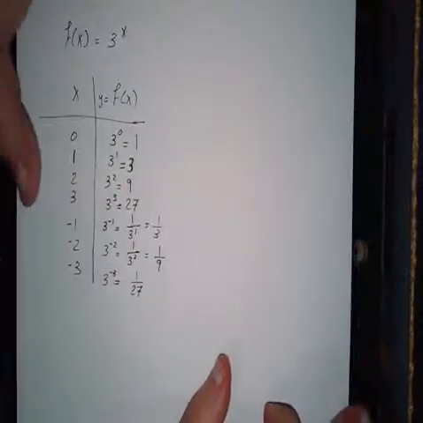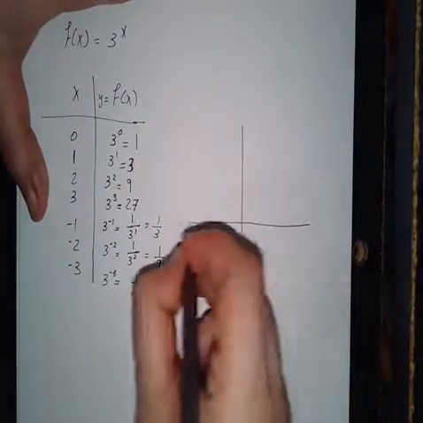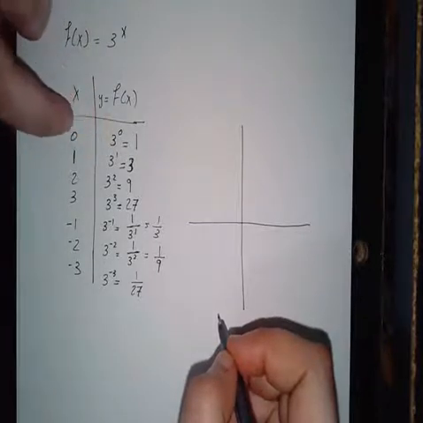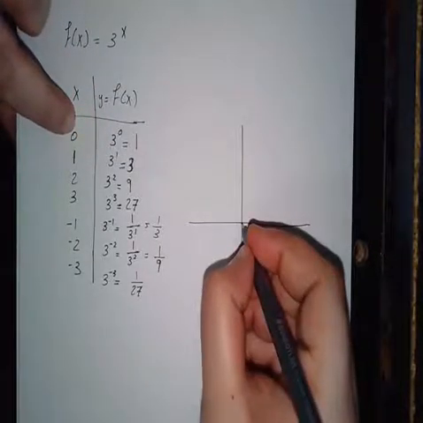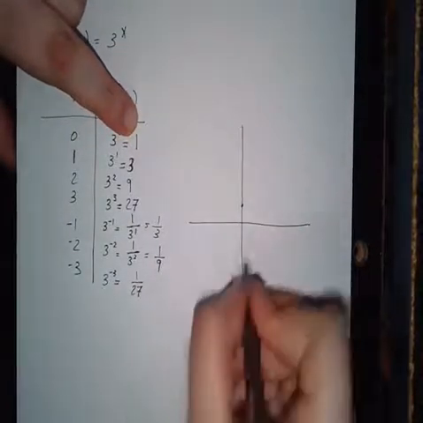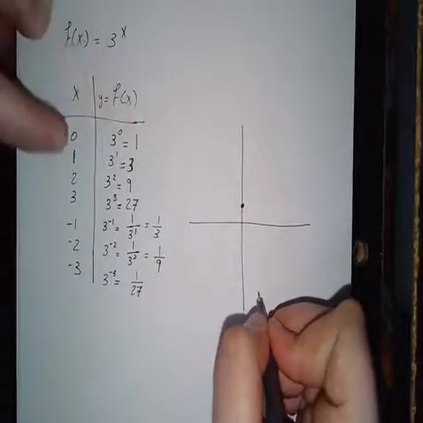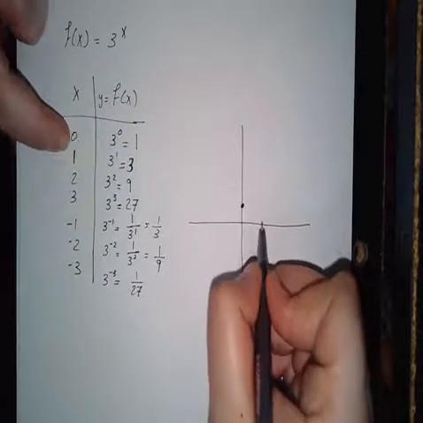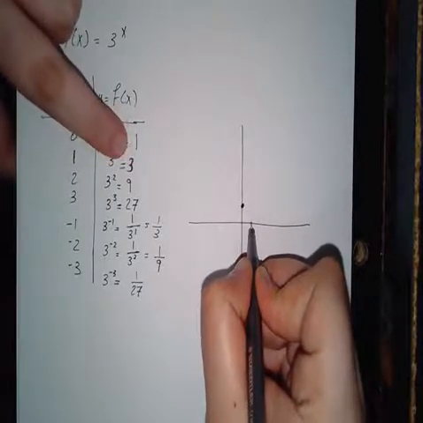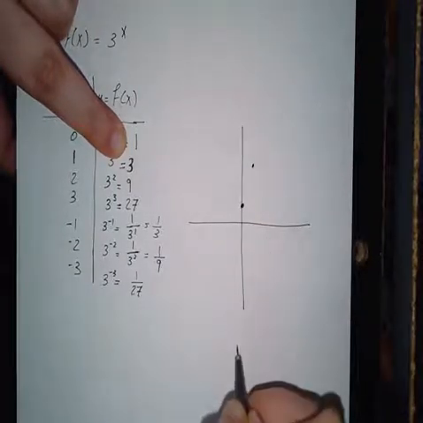Now let's try and graph this. There you go. It's my axes. Now let's go. First one, we have x is 0, so right here, and y is 1. That point. Let me make it bigger so it's visible to you guys. Okay? When x is 1, y is going to be 3. So at 1, I'm going to go all the way here and say that's 3.